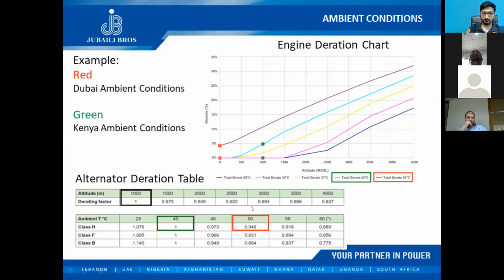So how much does my genset derate by? We were discussing the engines and alternators separately. Okay. So my genset derates by, we'll always take the minimum output of both, so the maximum derating out of both. So I'll consider this. I wouldn't consider my 5%. So my engine derates by 4%. My alternator derates by 5.4. So this is my genset derating.